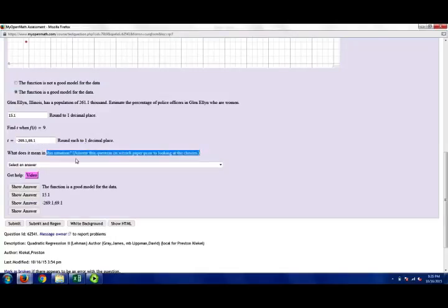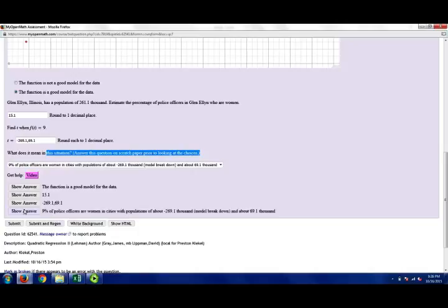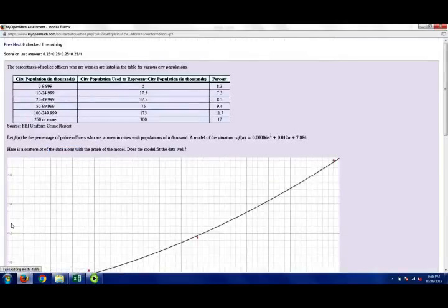Lastly, what does this mean? Well, it means that 9% of police officers are women in cities with populations of about negative 269.1 thousand. That means nothing. But it is also true at real values of 69.1 thousand people. And that's what it means. Ta-da!